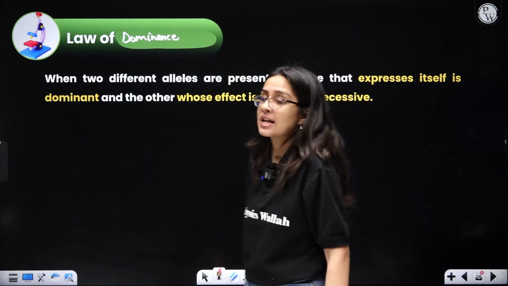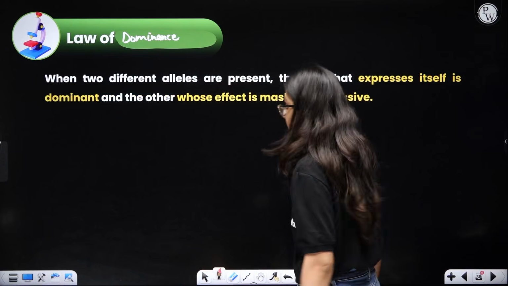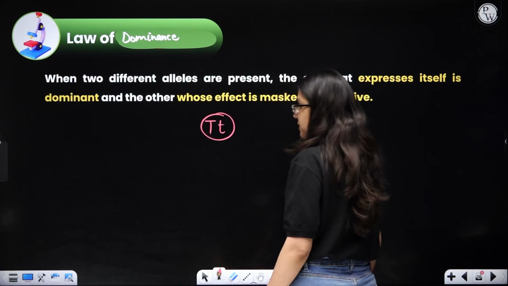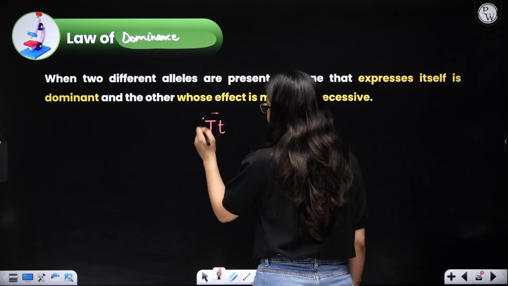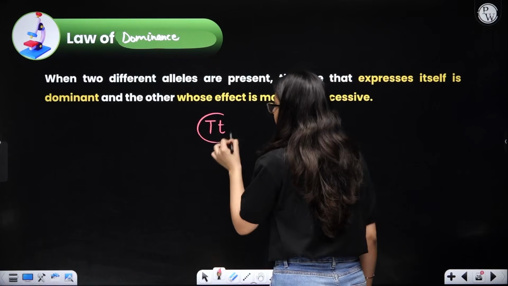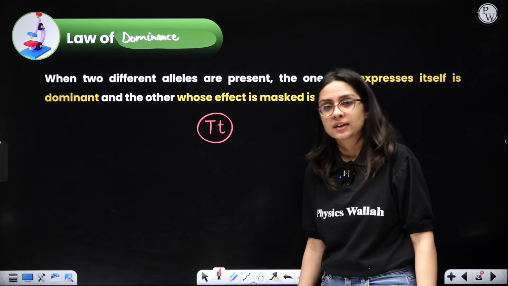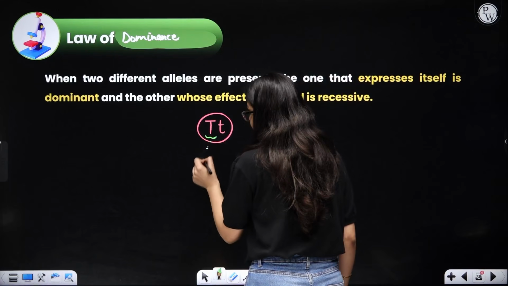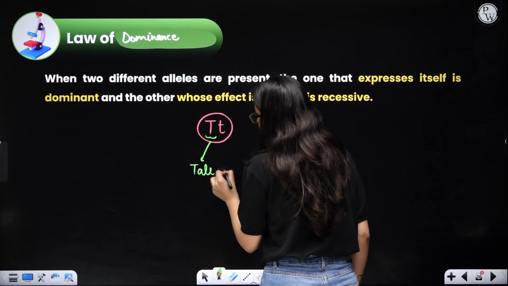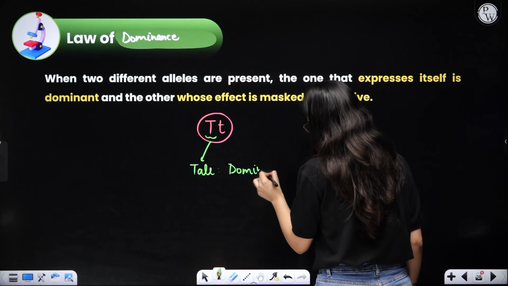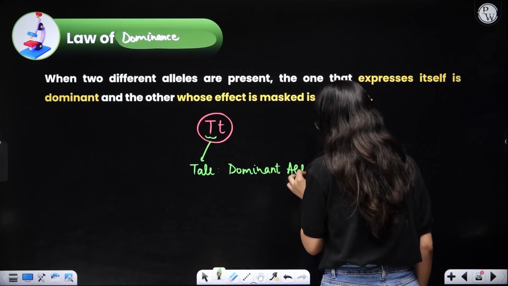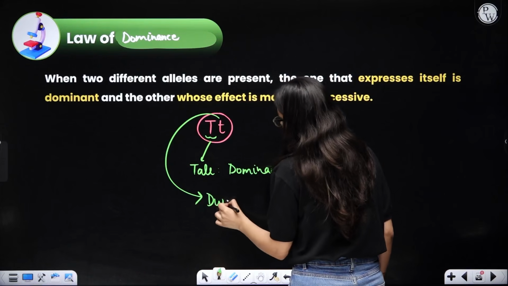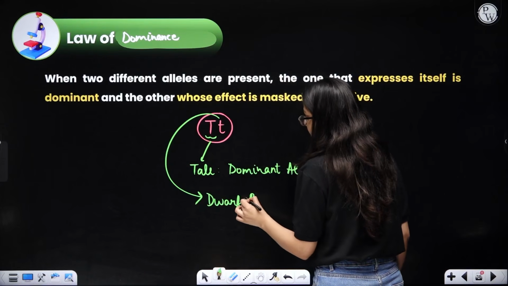Coming to the next law, that is called the law of dominance. Law of dominance, beta, is simply saying that whenever there is a heterozygous condition, or you can say whenever there are two different alleles of a particular character, the one that will express itself will be called the dominant allele. Because obviously it is the stronger one, it expressed itself, and the one that is not able to express will be called the recessive allele.